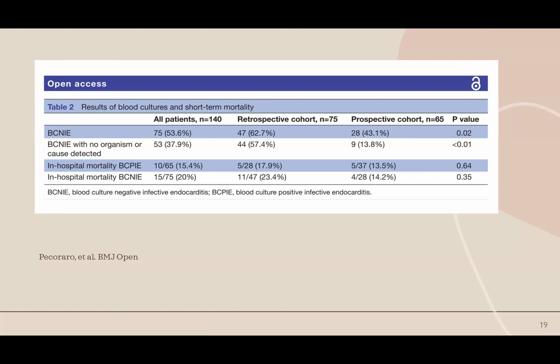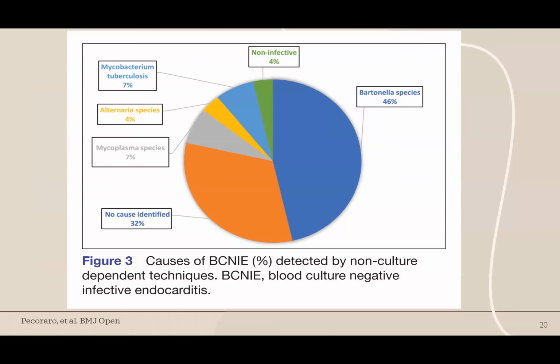Also showing that inpatient mortality for culture negative endocarditis versus culture positive endocarditis was quite similar in both groups. Sorry, inpatient mortality for culture negative and culture positive was similar, but culture negative mortality was quite a bit higher in the retrospective group. So this is the pie chart taken from this study, in which we can see the causes for blood culture negative endocarditis. We can see quite a high number of serology came back positive for Bartonella.